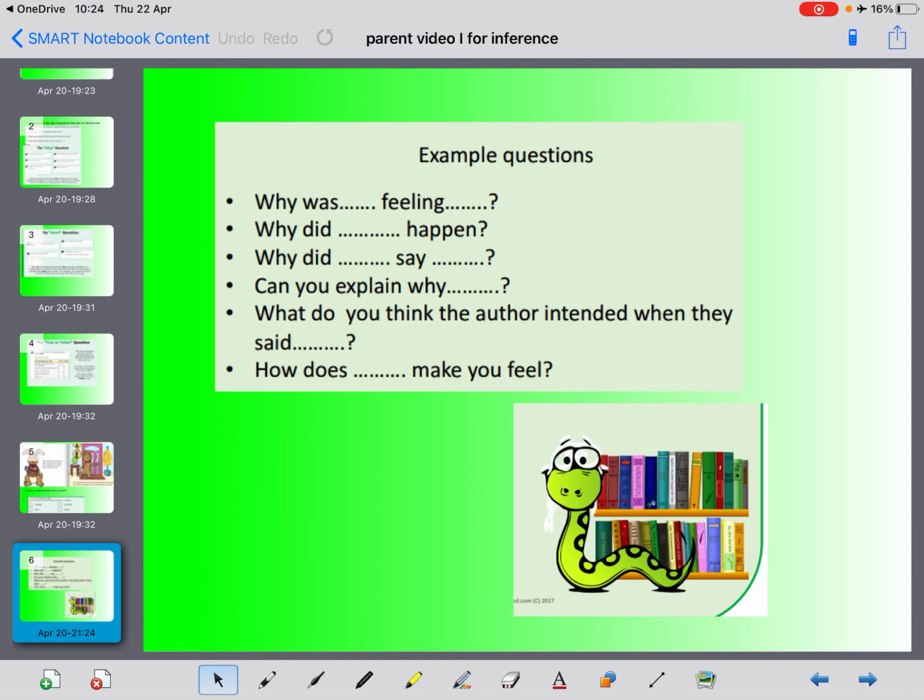These are the sorts of questions that would be really supportive at home for you to ask your child while they're reading, if they finish a book or they come to the end of a chapter. These are key questions that you could ask your children to help support their inference skills. I hope this was helpful.